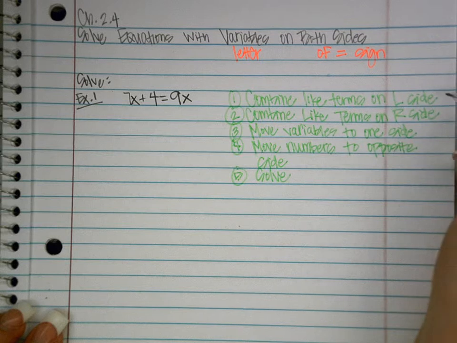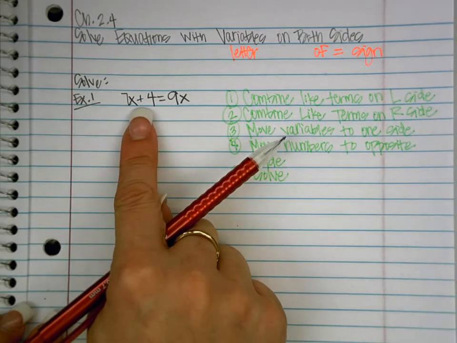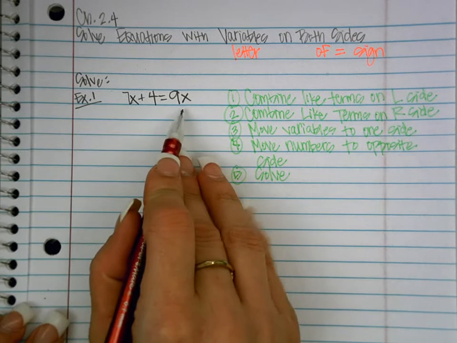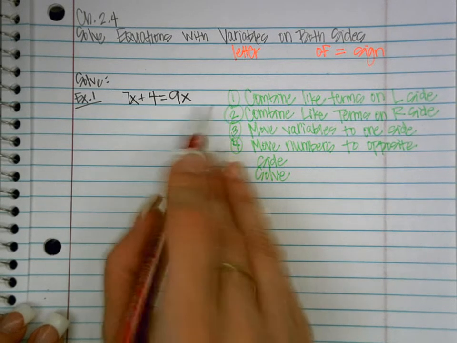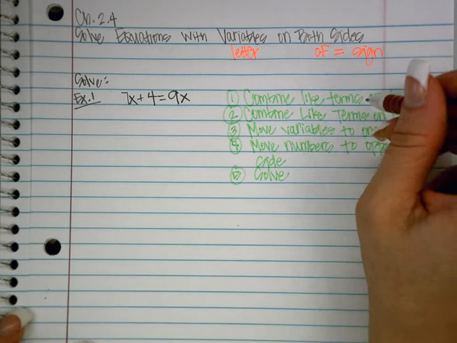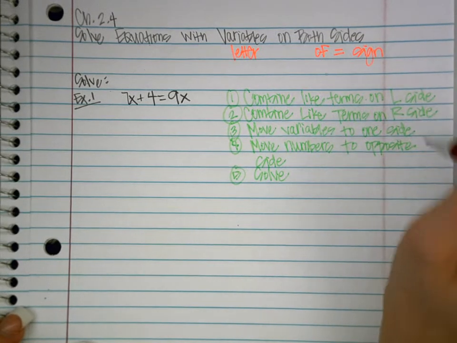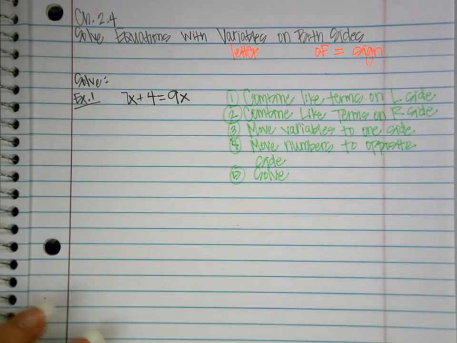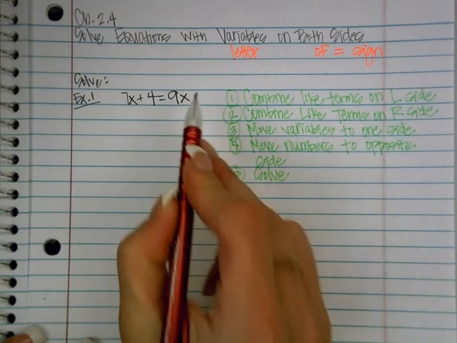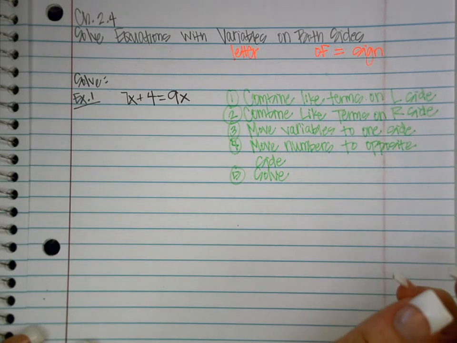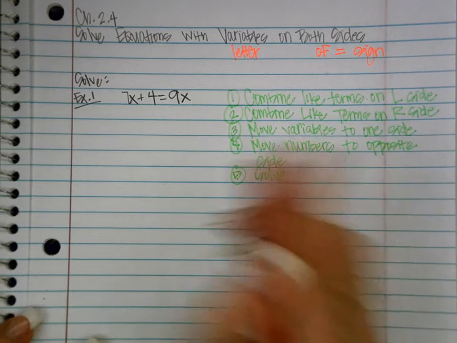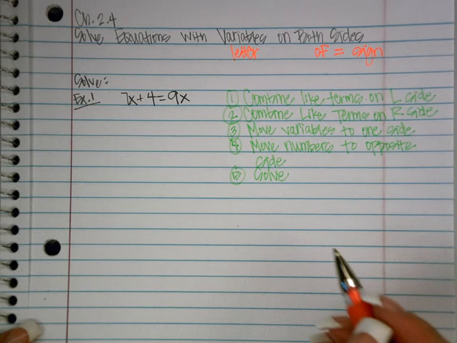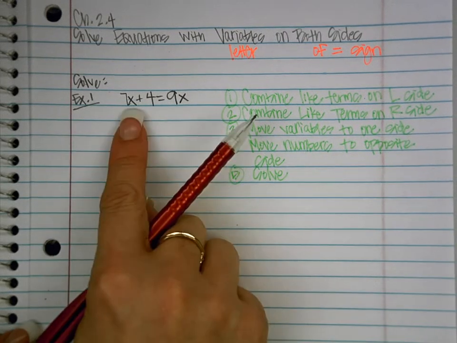So, for this first one, are there any like terms on the left side? Can I combine 7x and a 4? No. Are there any like terms on the right side? No. There's nothing there to combine, so we really get to skip step 1 and 2. So step 3 is to move the variables to one side of the equation. So which side would you want to move these to? Would I want to move the 7x or the 9x? You'd want to move the 7x. Why would you want to move the 7x? You always want to move the smaller one. Okay, so just keep in mind that we always want to move the smaller one.